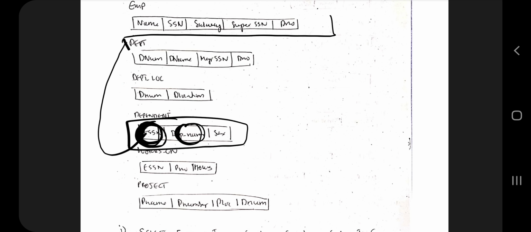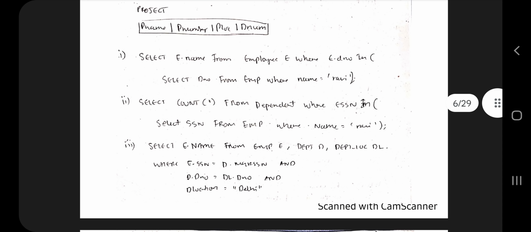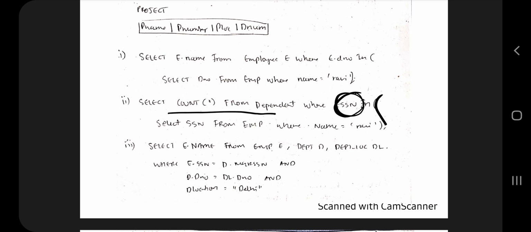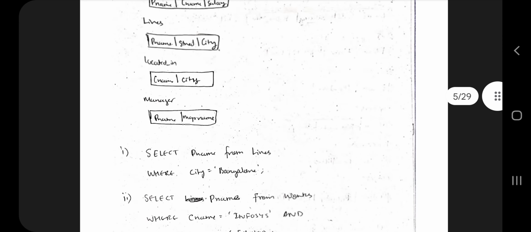So we have to match the SSN of Ravi in ESSN, where ESSN is equal to, like that we have written here. Select count star from dependent where ESSN, the SSN should be what? Ravi's SSN. So first we need to get Ravi's SSN. So in the brackets we will write select SSN from employee where name is equal to Ravi. So here we will get Ravi's SSN and that will be matched here, and however many dependents match, that count will be displayed in the answer. Okay, that was about the second one.